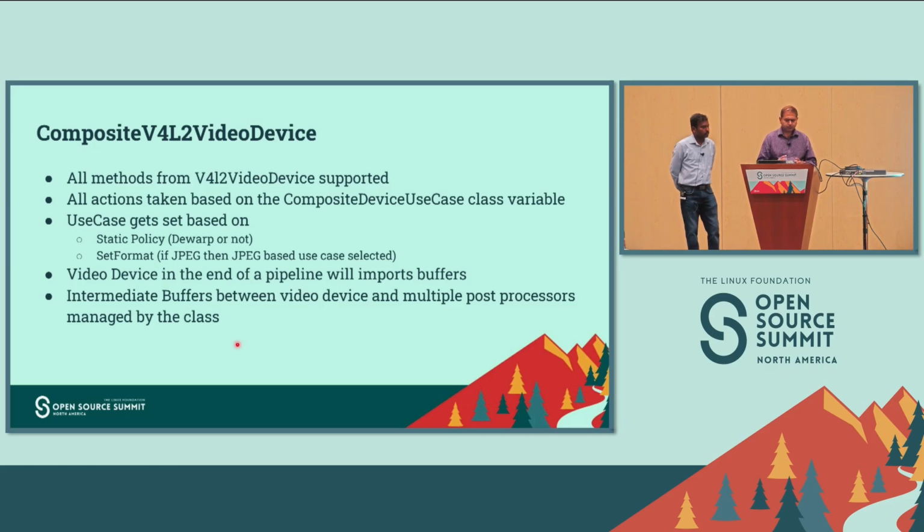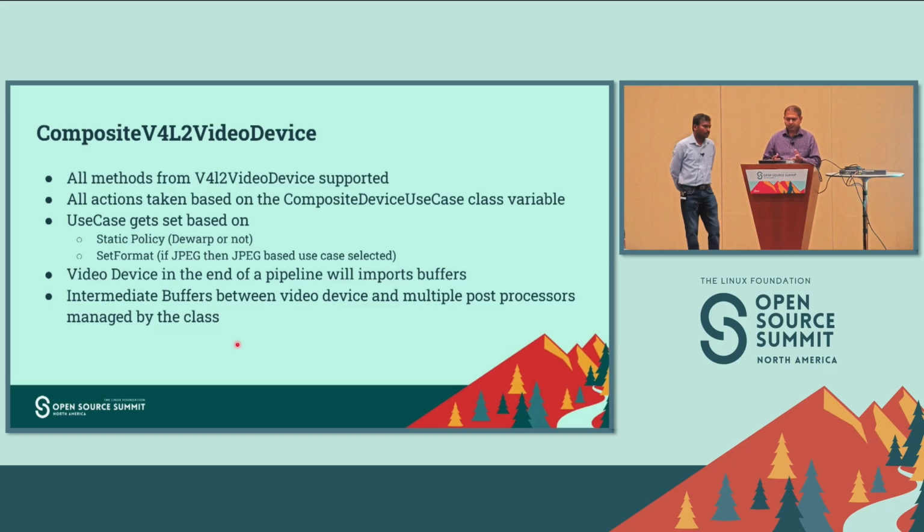So all the methods from the V4L2 video device are supported and overridden on a need basis. And all actions are taken based on the use case I was just describing in the last frame. So there's a use case enum class variable that does it.